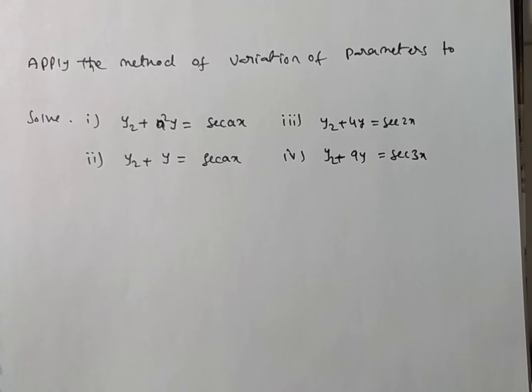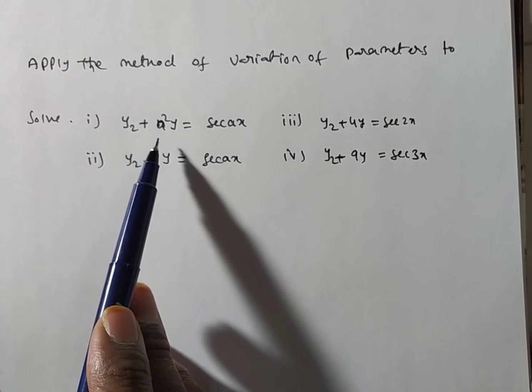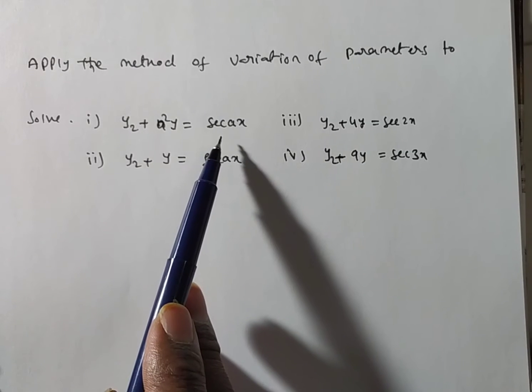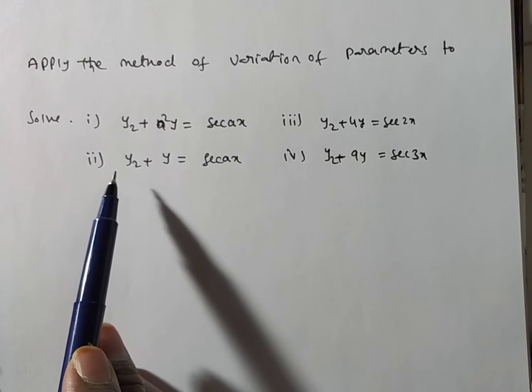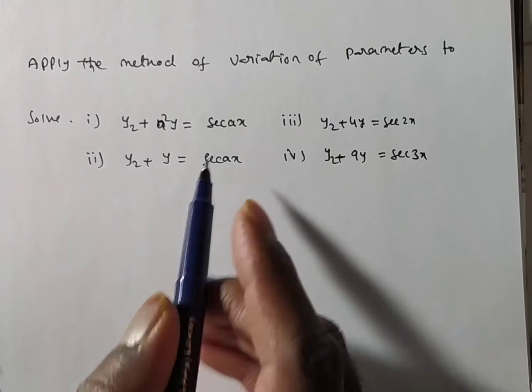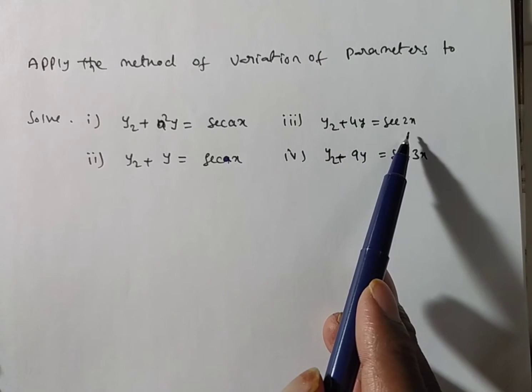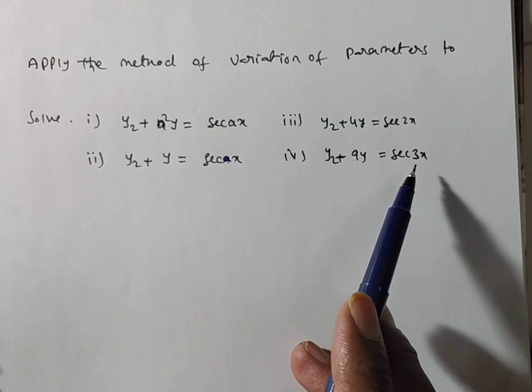Hi friends, in this video we are solving a problem on the method of variation of parameters. The given problem is y'' + a²y = sec(ax). This is the first problem, and the second problem is y'' + y = sec x. Next, y'' + 4y = sec 2x, and y'' + 9y = sec 3x.